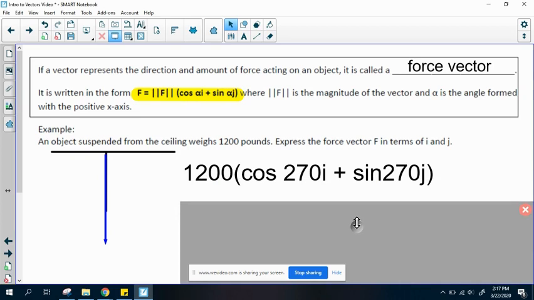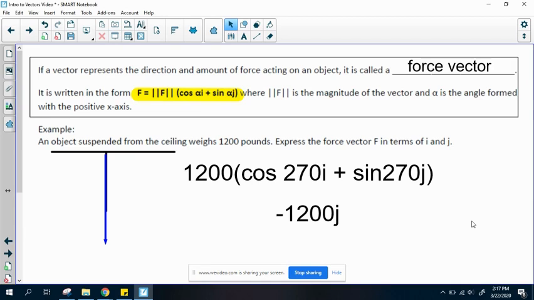Okay, then you can use your conversion, or what we would like you to do is get better at it: if you're going directly east, directly north, directly south, it's just an i or j component. And so in this case, it's negative 1,200 j because we're going directly down, because this is 0 and this is -1. And so when you distribute, you just get that. Okay, so you are allowed to jump from here to here when you are going directly on one of the axes.